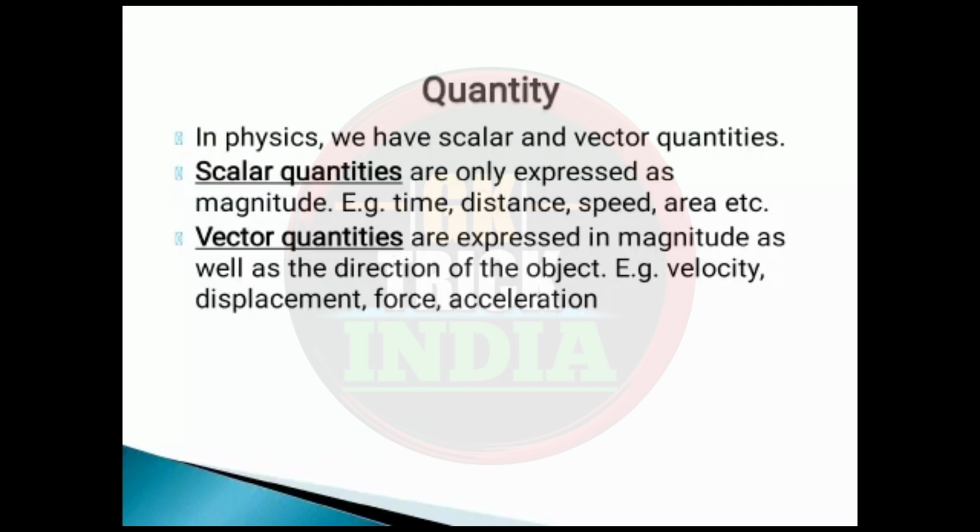And the other quantity is vector quantity, as this quantity is expressed both in magnitude as well as in the direction of the object. For example, velocity, displacement, force, acceleration. As we have seen while calculating the displacement in the second case, when an object is moving from A to B, then B to C, while moving from B to C, it's moving in the backward direction. So direction came into the figure. So displacement will become a vector quantity and distance will become a scalar quantity.